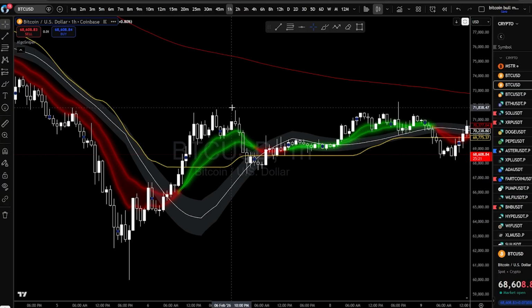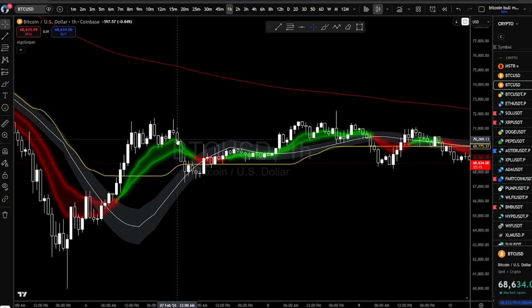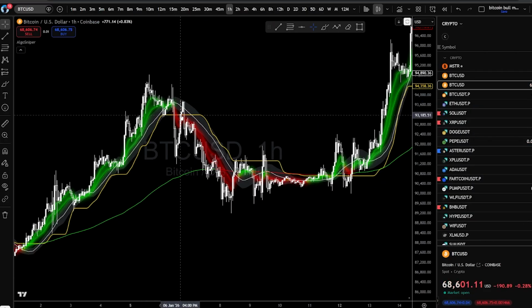You can catch a nice move here. And look, even though the market started pulling back and we started dumping a little bit, it broke and held above the super trend. It broke and held above the sniper cloud. And look, you get a nice move up here. As well, you have another crash here.